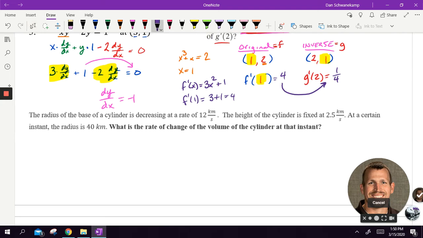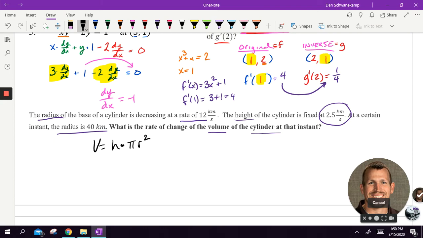The radius of the base of a cylinder is decreasing at this rate. So that's the radius is decreasing. The height is fixed, so it is not changing. At a certain instance, when the radius is 40 kilometers, what is the rate of change of the volume of a cylinder? All right, so the key to this is to know the volume of a cylinder. The volume of a cylinder is height times the area of the base, so pi r squared.